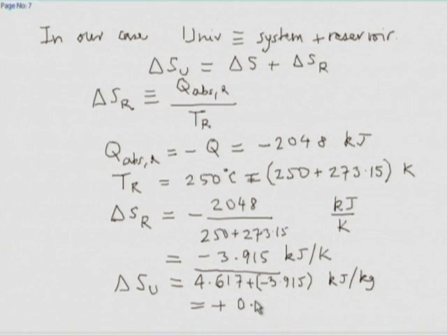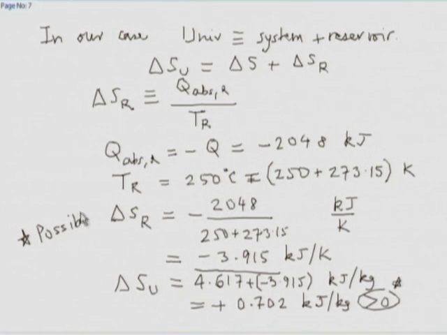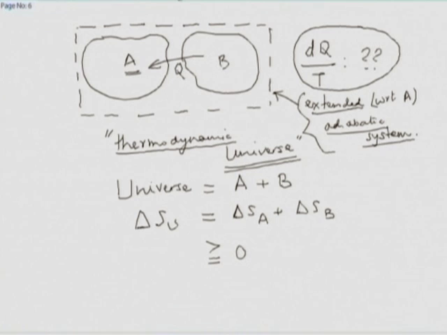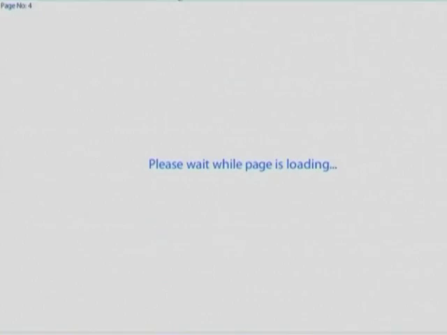Write it specifically as plus 0.702 kilojoule per kg, which is greater than 0, and that means it is a possible irreversible process. And when you do this, you should not stop there, you should write a comment about what is the cause of the irreversibility or the likely cause of the irreversibility.